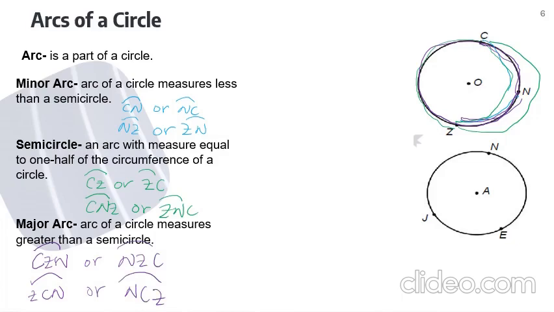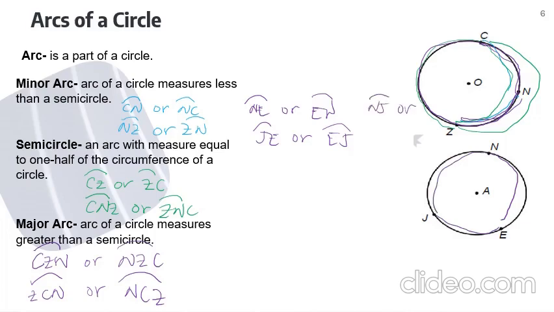Let us now find the minor arcs in circle A. That is arc NE or arc EN, arc JE or EJ, arc NJ or JN. Next, semicircle. Obviously, wala tayong semicircle on circle A.